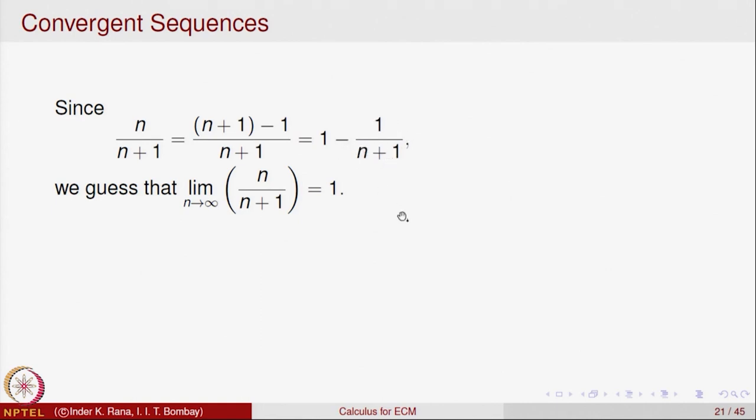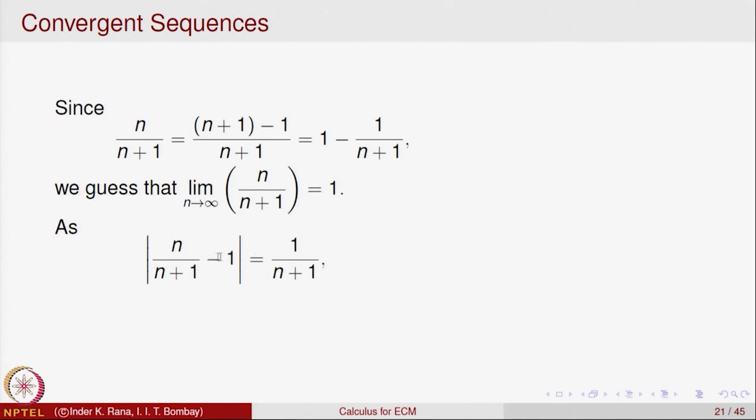This is subtracted from here. So, to justify this kind of a thing, let us look at the distance between. So, this is how we guess that limit should be equal to 1. To prove it, let us look at a n minus 1.